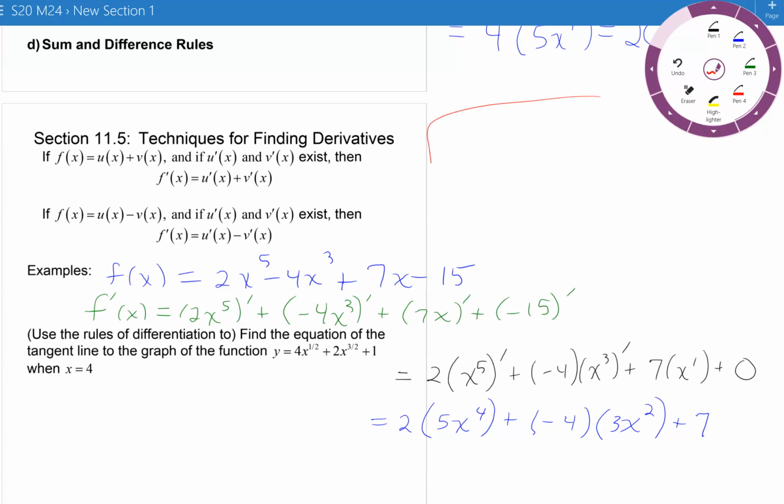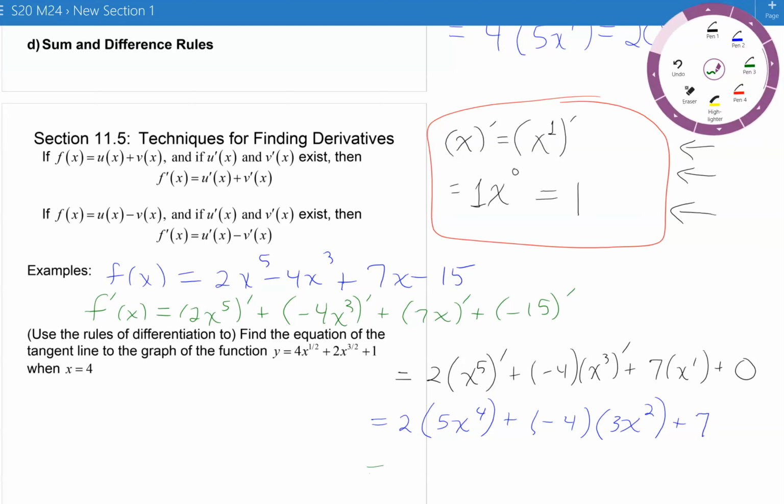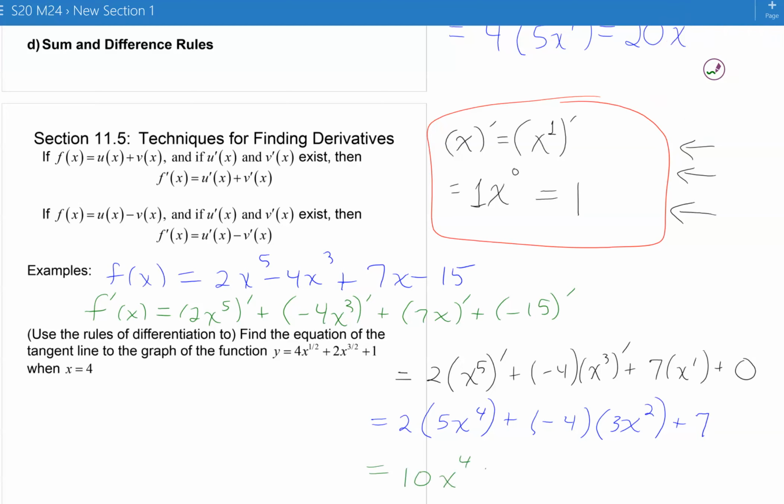And let's just make a little box up here and talk about what is the derivative of x. Well, you can think of x as being x to the power of 1. So the derivative would be 1x to the power of 0 by the power rule. Well, that's 1. And this is going to come up so often that you just want to memorize this one. The derivative of x is 1. So let's write our final answer: 10x to the 4th minus 12x squared plus 7. That's the derivative of this function f.